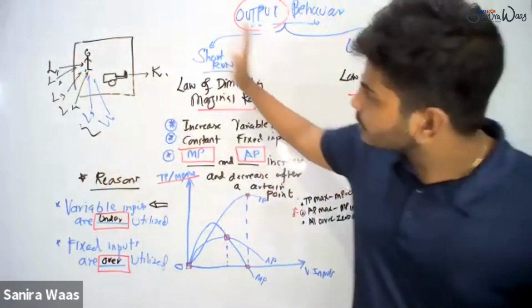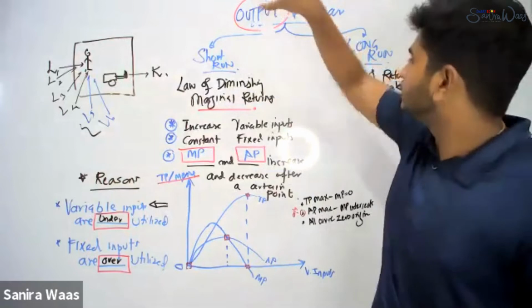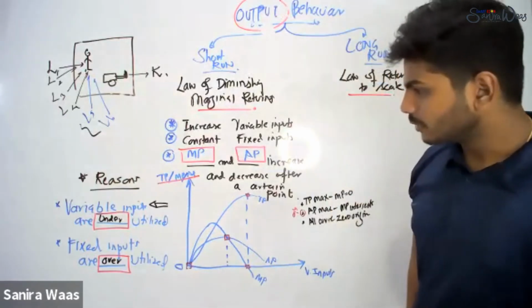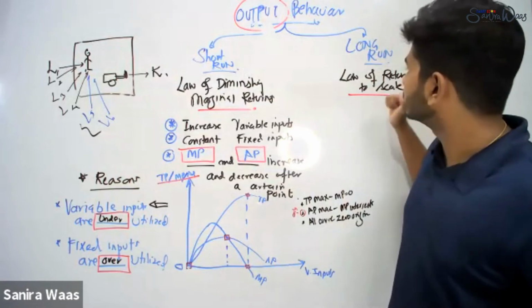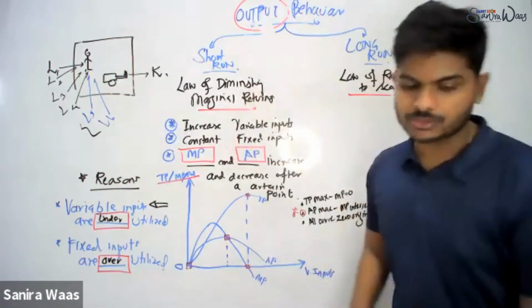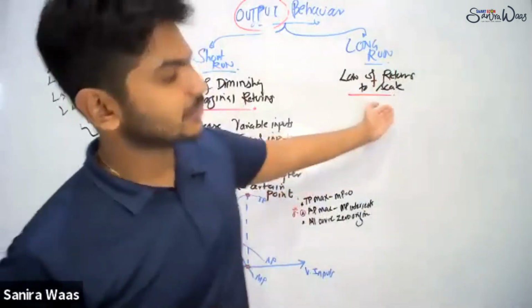This is all about your short term output behavior. We discussed input behavior, now we're talking about output behavior. Now we'll jump directly into long run output behavior. So long run output behavior we discussed it as what? Law of return to scale.